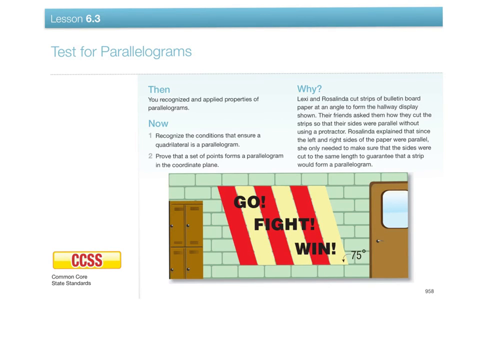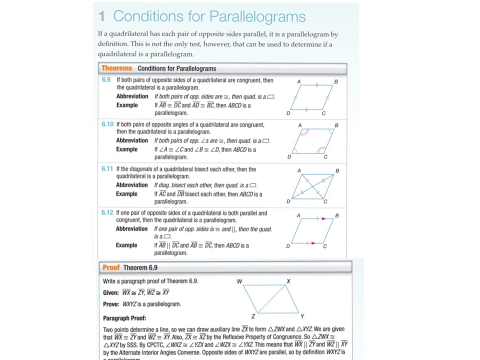Okay, 6.3, testing for parallelograms. What we're going to do in this lesson is recognise the conditions that ensure that a quadrilateral is a parallelogram, and then how a set of points will form a parallelogram in the coordinate plane. And here are the conditions for parallelograms, exactly the same as in 6.2.